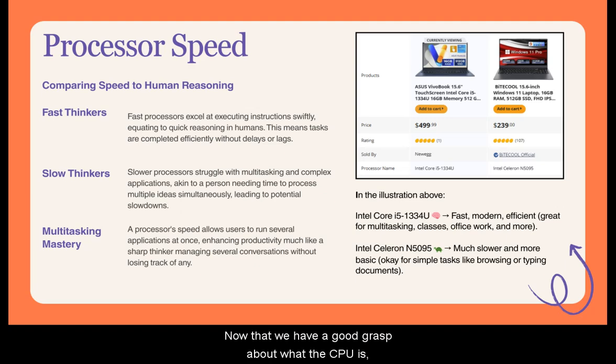Now that we have a good grasp about what the CPU is, in the next section we'll discuss the RAM or random access memory.